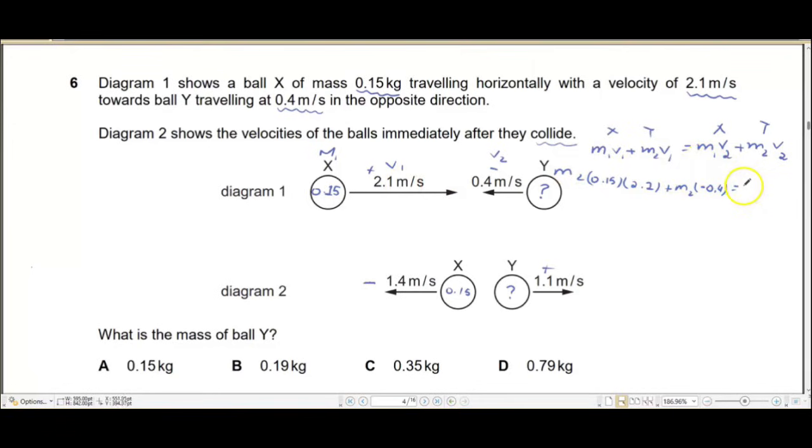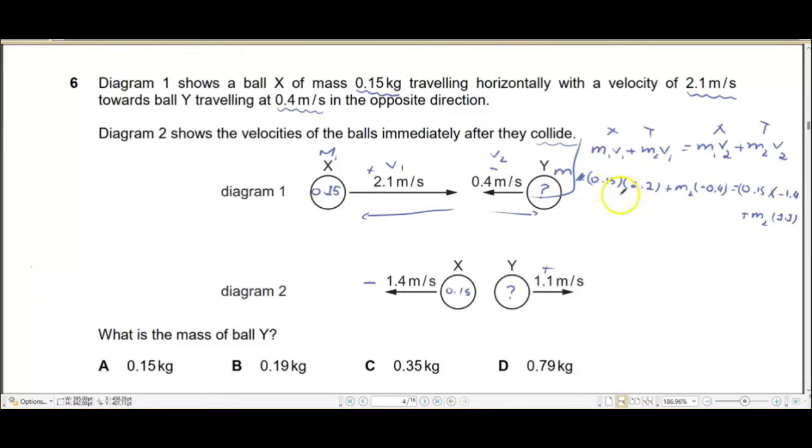Then we have m1 again, 0.15, with its final velocity, which is 1.4, and now the direction has changed, so it's going to be negative, minus 1.4, and we will be having m2 that we don't know anything about, and the final velocity of the ball Y is going to be 1.1, and since it has also changed direction, first it was negative, now it's moving in the opposite direction, so it's positive. So now let's make the calculations.